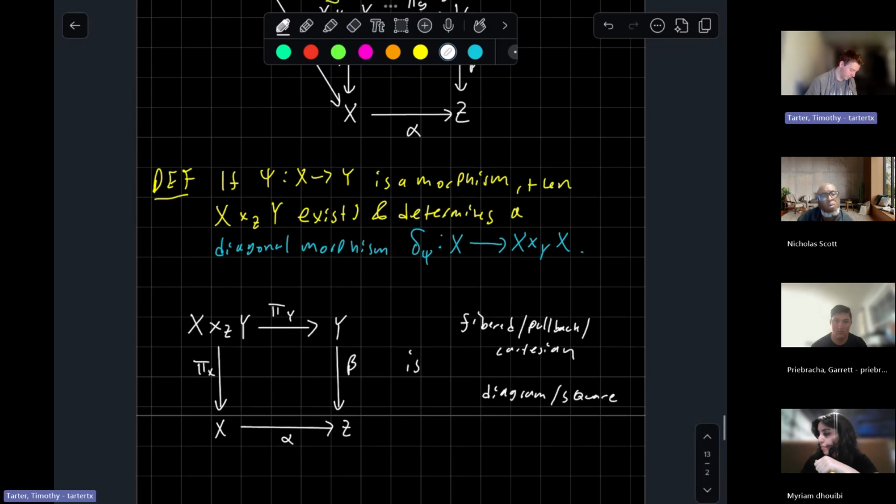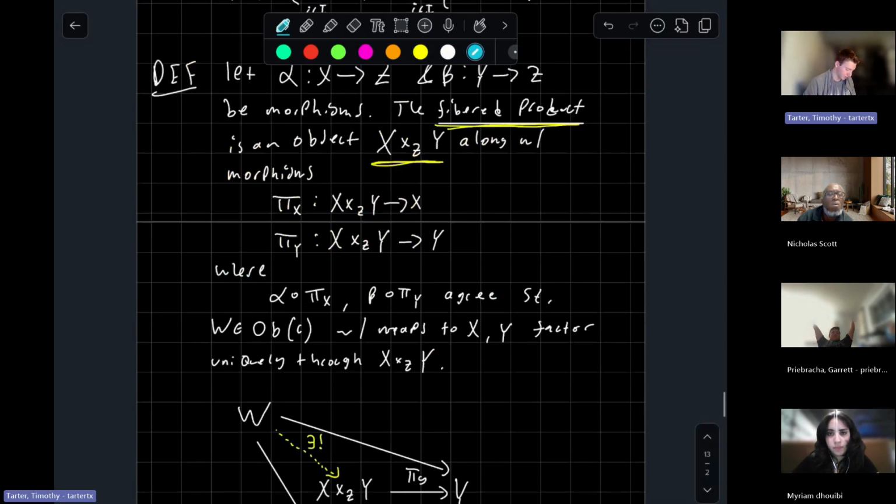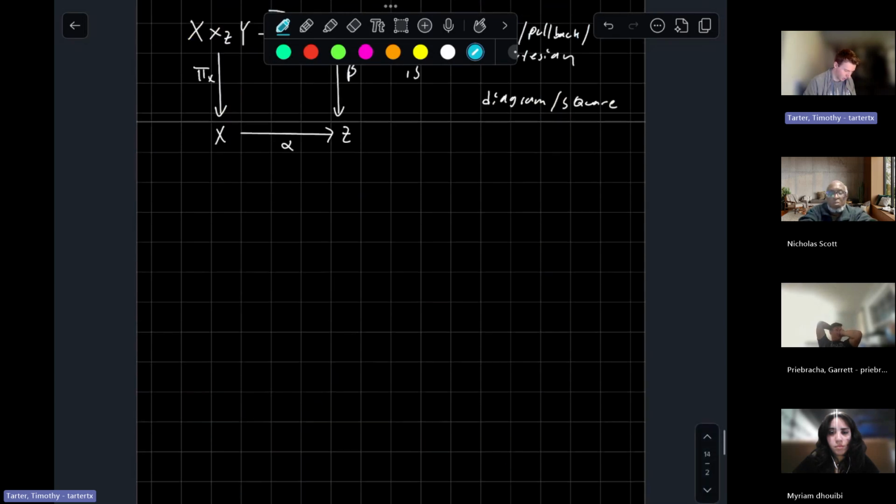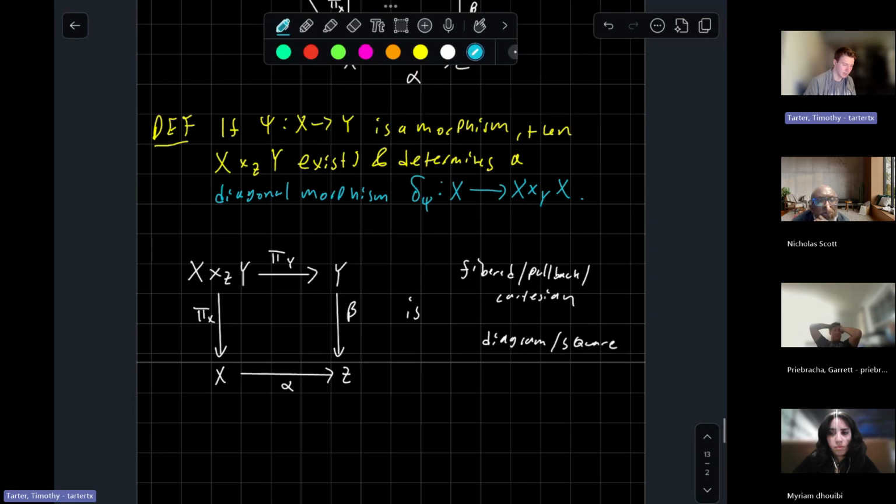So anyway, this is kind of like our last definition for the night, because we're about to hit 9. The important thing to note is that the fibered product can also be called the pullback. So this is called the pullback of Z. And we'll talk more about why next time.